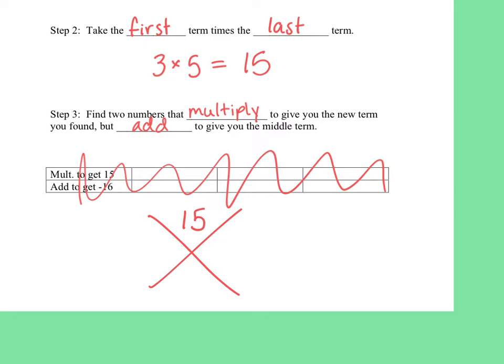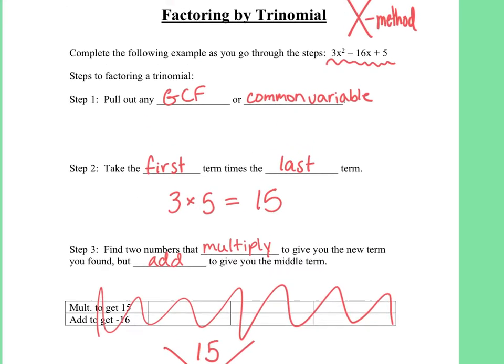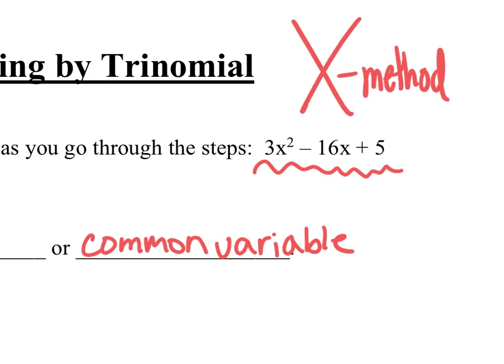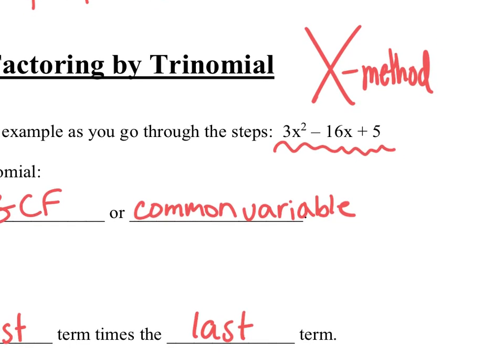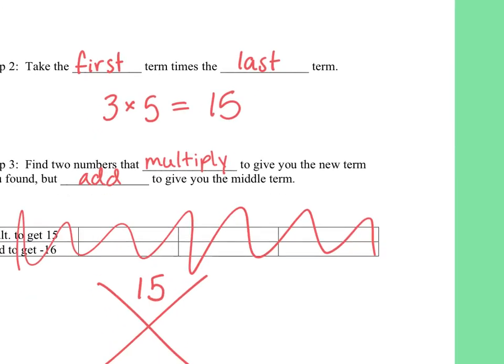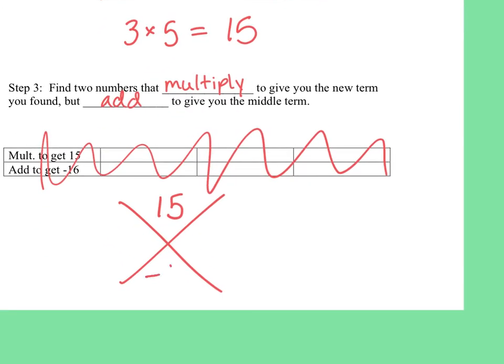Now what I need is my very middle coefficient, which is what? What's the sign in front of the 16? Negative. Negative 16. So it's going to be a negative 16. Good job.